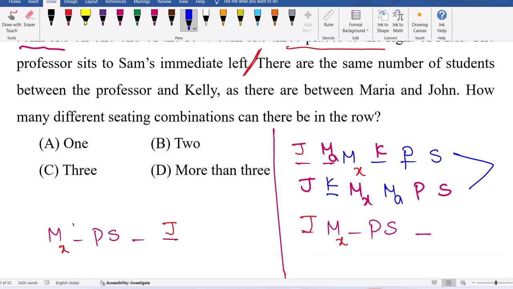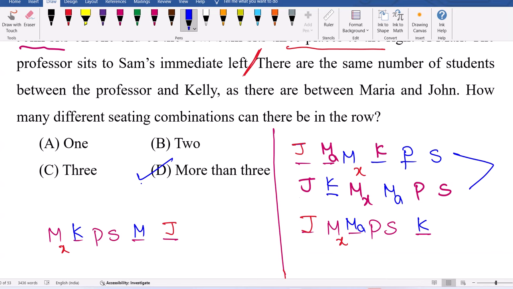And the other arrangement: no people between Kaylee and Professor, no people between Jan and Maria. This is one arrangement. If I put Kaylee here, there is no other arrangement for three so far. One, two, three so far, satisfying all the conditions whatever we have fixed. And one more arrangement here: I can put Kaylee with one person between Professor and Kaylee, and I can put Maria here with one person between. So more than three is my answer. Guys, see that? More than three is my answer.